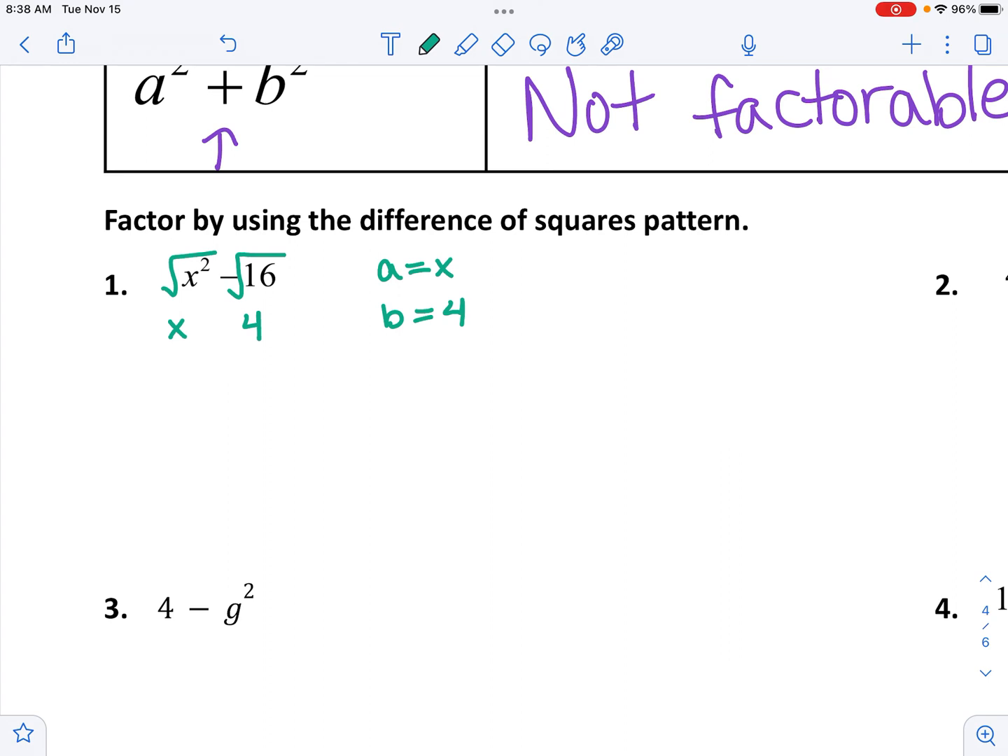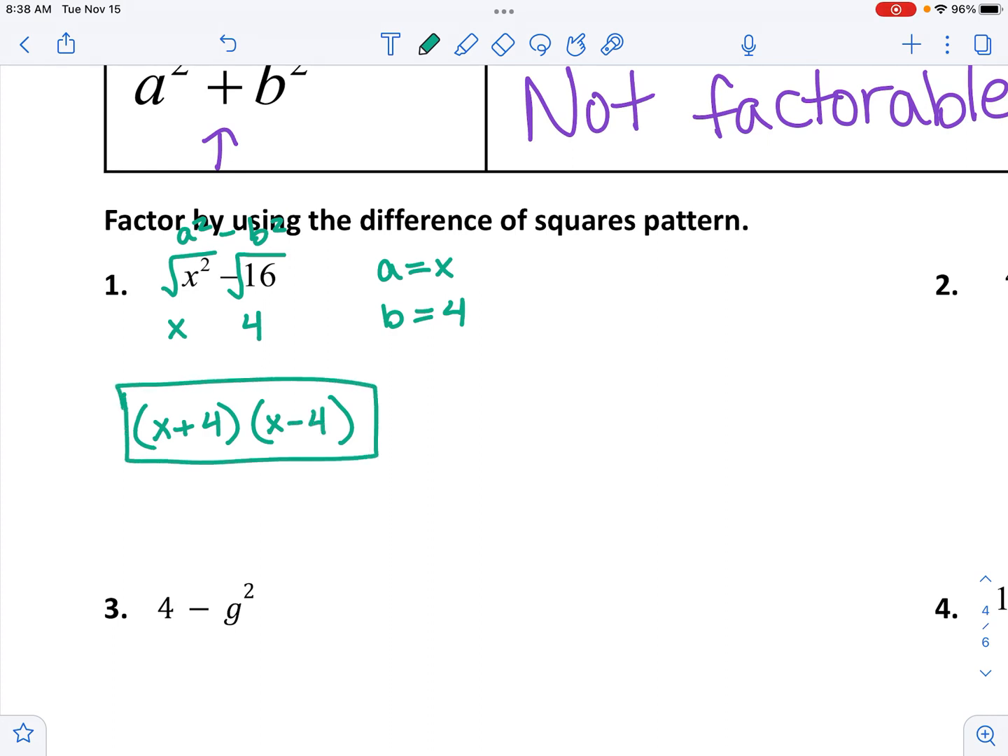Okay, so this is like our a squared minus our b squared. We're going to go straight into setting this up with our 2 sets of parentheses. And remember, it's a plus b and a minus b. So if a is x, I'm going to have x plus, and b is 4, x plus 4, and I would have x minus 4. Okay. If we were to multiply all this out, we would get back to that original problem of x squared minus 16. But we're looking for those 2 sets of parentheses.